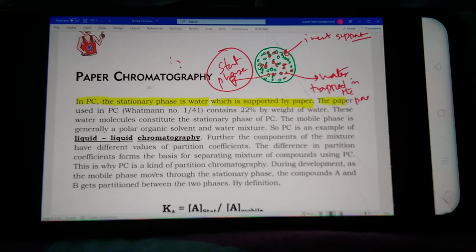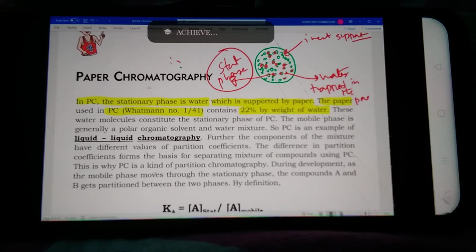The paper used is actually Whatman number 1, a fine-graded paper that contains 22% by weight of water in its pores. These water molecules constitute the stationary phase of paper chromatography. This I was saying, and I explained it with the diagram also.